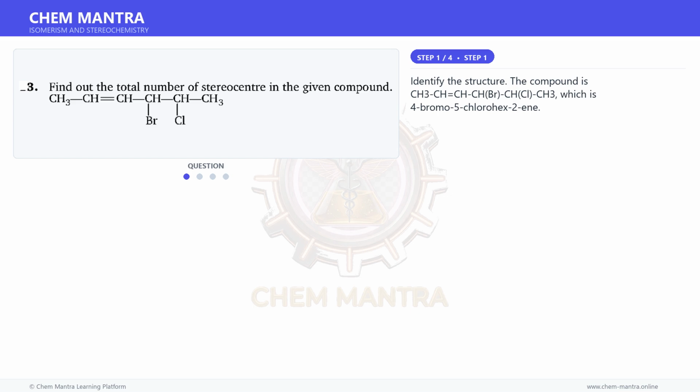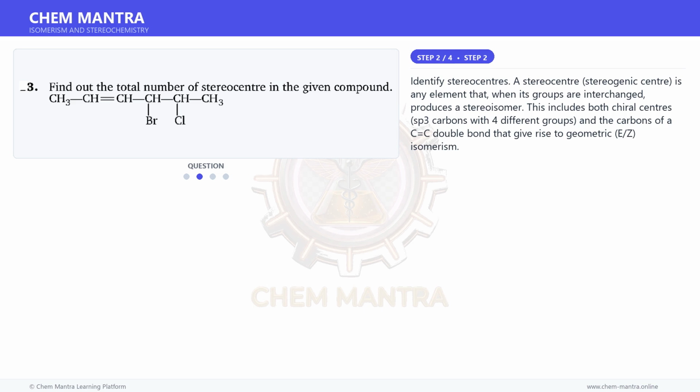Identify the structure. The compound is CH3-CH=CH-CHBr-CHCl-CH3, which is 4-bromo-5-chlorohex-2-ene. Moving on to the next step.